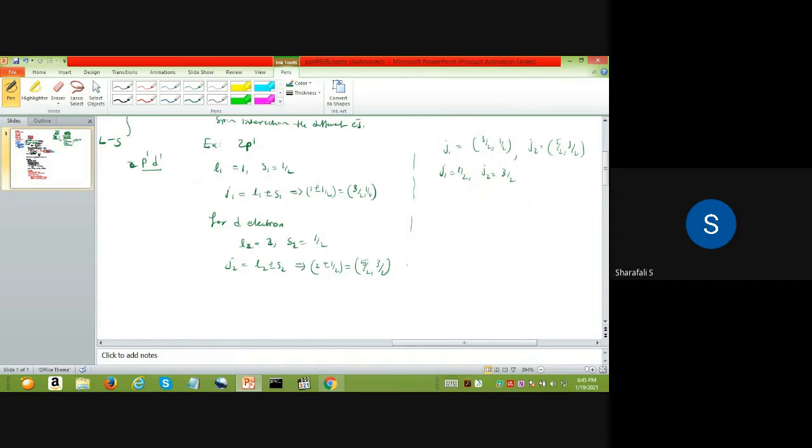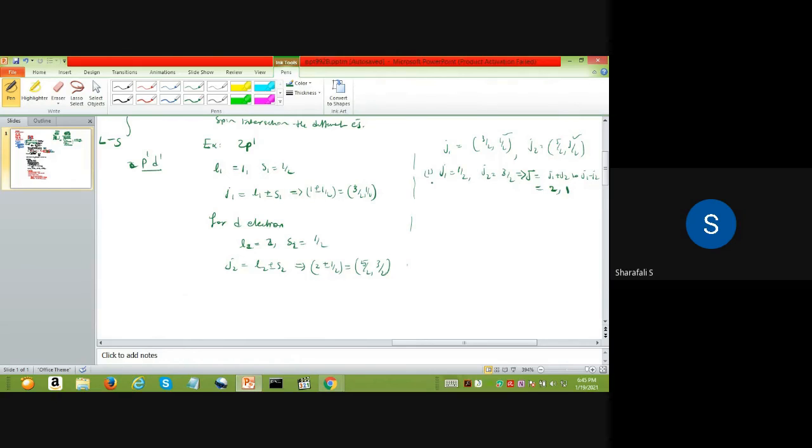So if J1 equal to half and J2 equal to 3 by 2, these two values, then we get capital J as J1 plus J2 to J1 minus J2. So that will give values 3 by 2 plus 1 by 2, that is 4 by 2, which is 2. Then 3 by 2 minus 1 by 2, that is 2 by 2, which is 1.